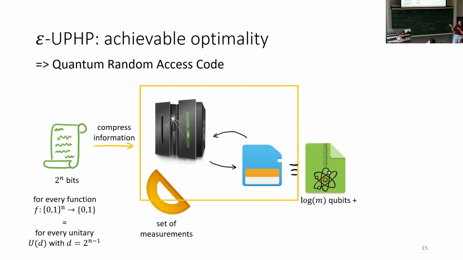And the processor will perform some measurements so that you can retrieve the unitary applied to the state. By applying the Nayak bound to these memory measurements, we see that the number of qubits has to be bigger than d/2, which is the number of bits, up to some error.